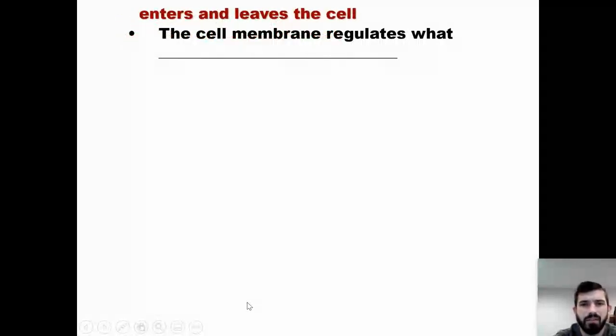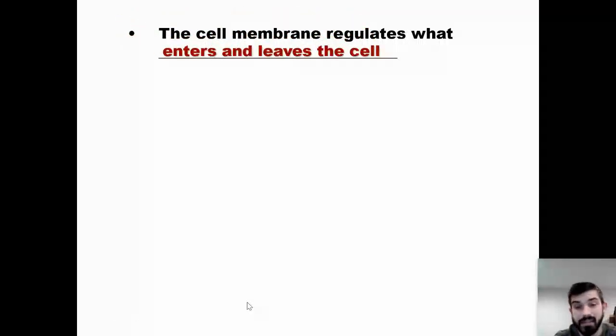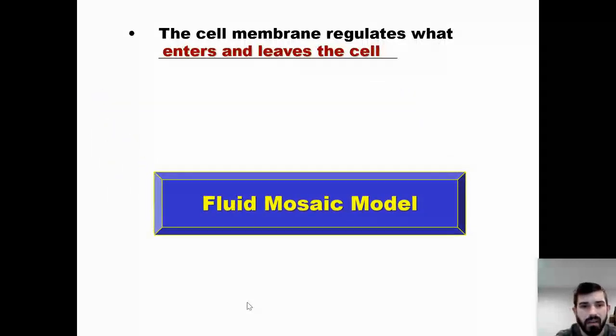So the cell membrane regulates what enters and leaves the cell. When scientists first discovered this, they referred to it as a fluid mosaic model, because when they were looking at the cell membrane, they saw that all those proteins on it, the channels, the receptors, and the markers, don't stay in one spot. They actually float around the cell membrane, and it reminded them of a mosaic.